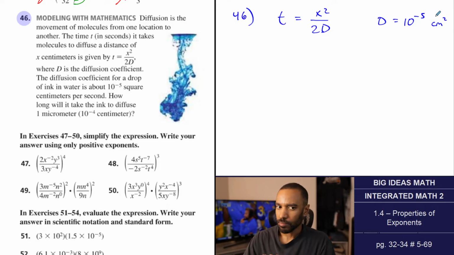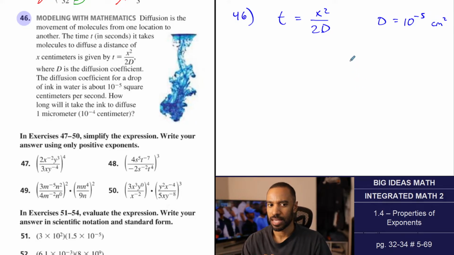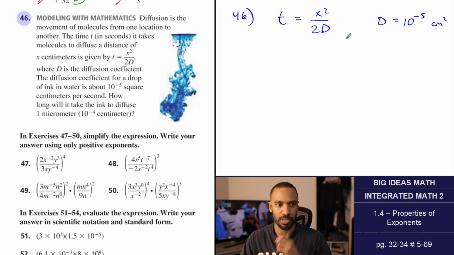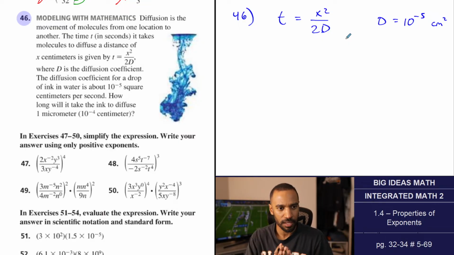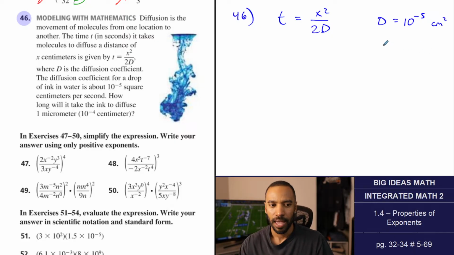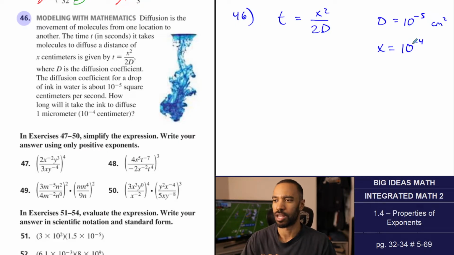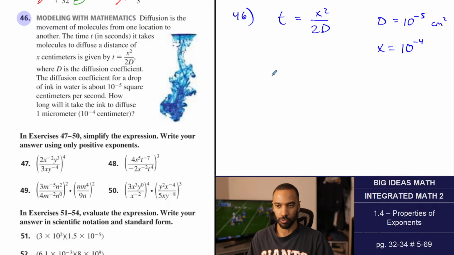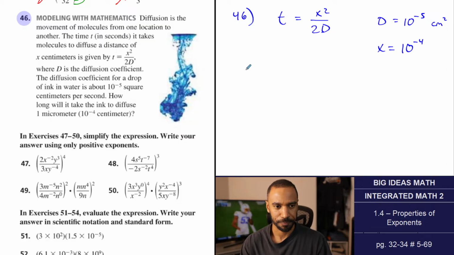So I think we're substituting 10 to the negative 4th for x. If x is the distance of diffusion, the number of centimeters, we're going to be using 10 to the negative 4th. That's what I believe this is. I apologize if that's not correct. I think they're giving us a real life application. They're telling us what it would be in these cases, and we go to town with it.